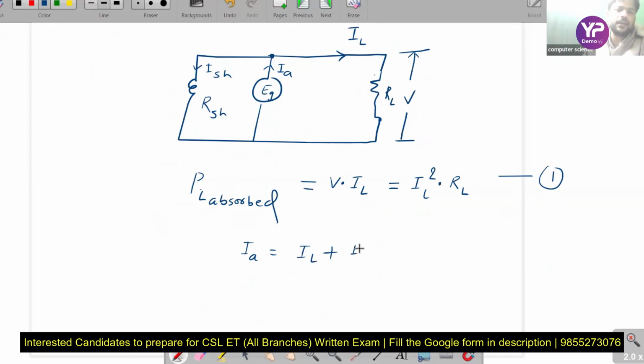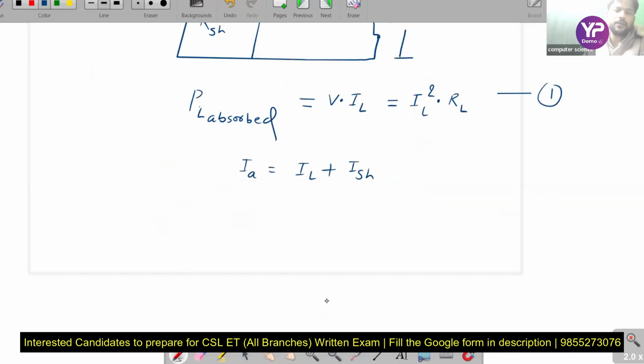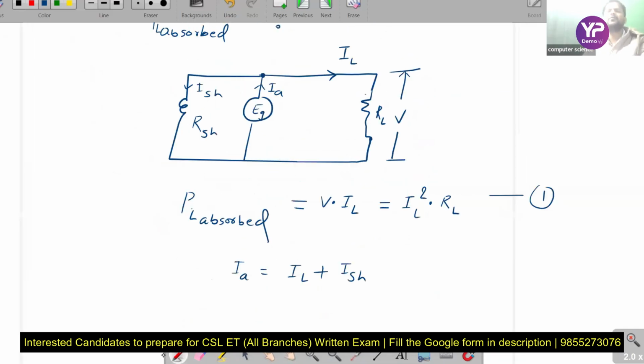I_L plus I_SH, where I_L is the load current. Here we know current I equals potential difference upon resistance or impedance. If we write the current flowing through the load, the voltage across the load is V and the current flowing through the load is I_L. So I_L equals V by R_L.